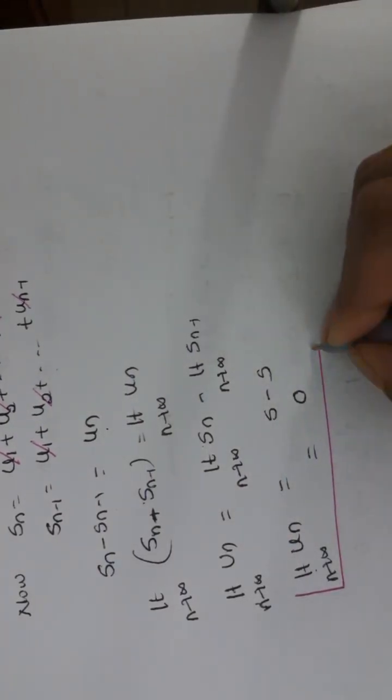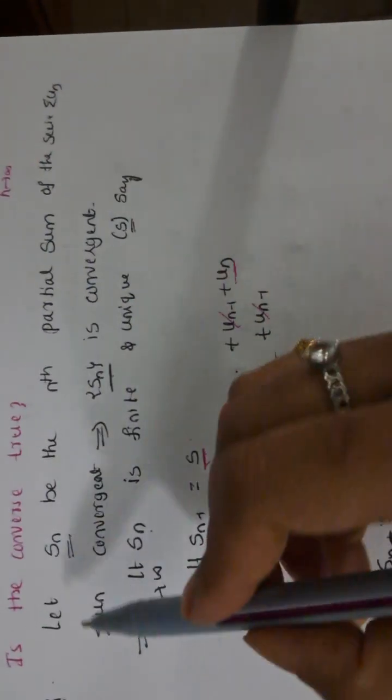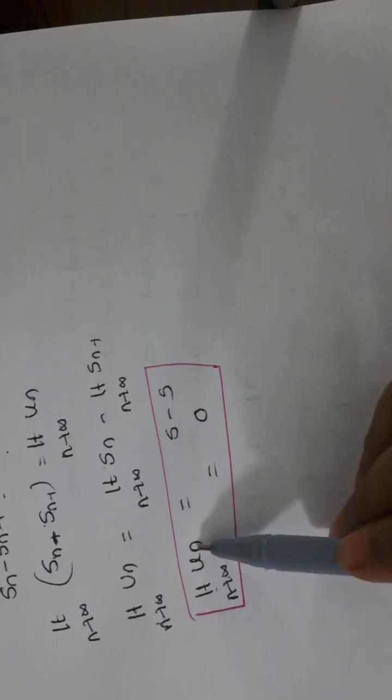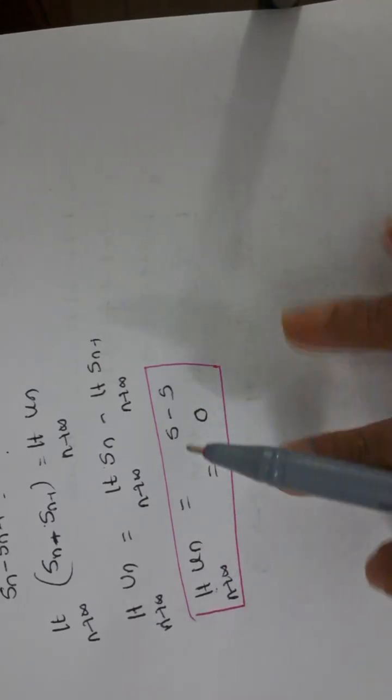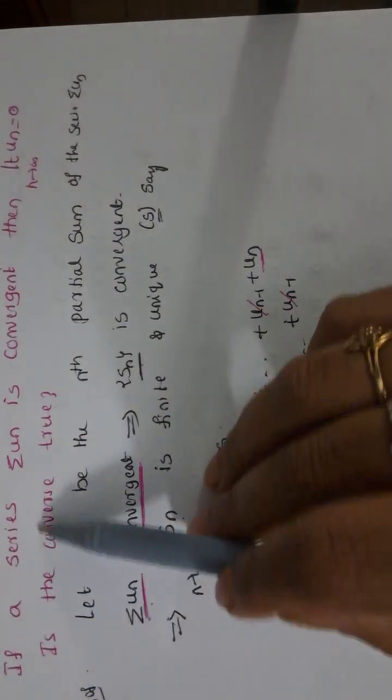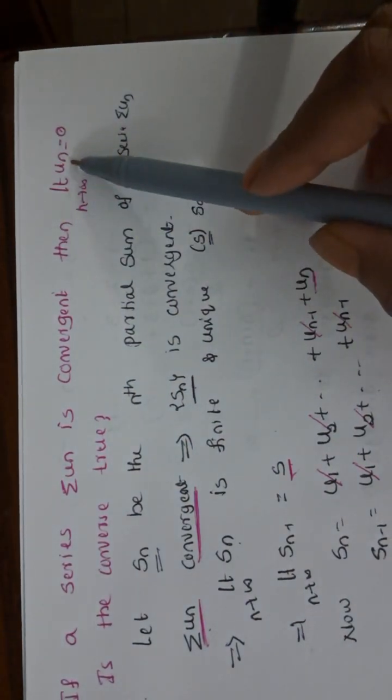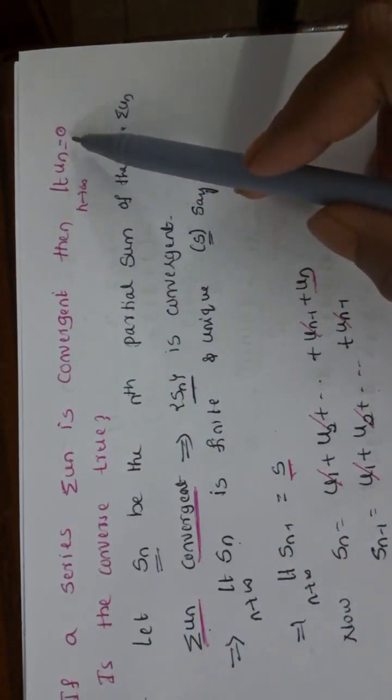We started the theorem by saying that the given series summation un is convergent, and we got the conclusion that limit of un as n tends to infinity is 0. So if the series un is convergent, then the limit of un as n tends to infinity is equal to 0. This is what we have proved.